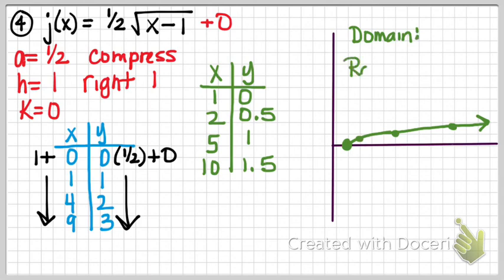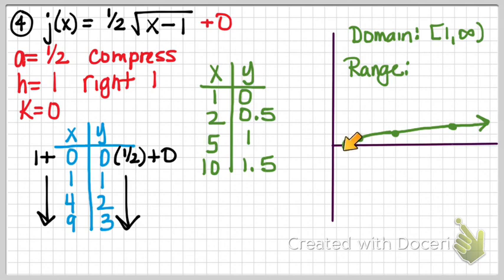You had a graph like this on the test, on the quiz, I think, where you had to state the domain and range. So looking at your x values, what is the smallest x value? 1. You can see that from the table, or you can see it from the graph. So your domain would be 1 to infinity.